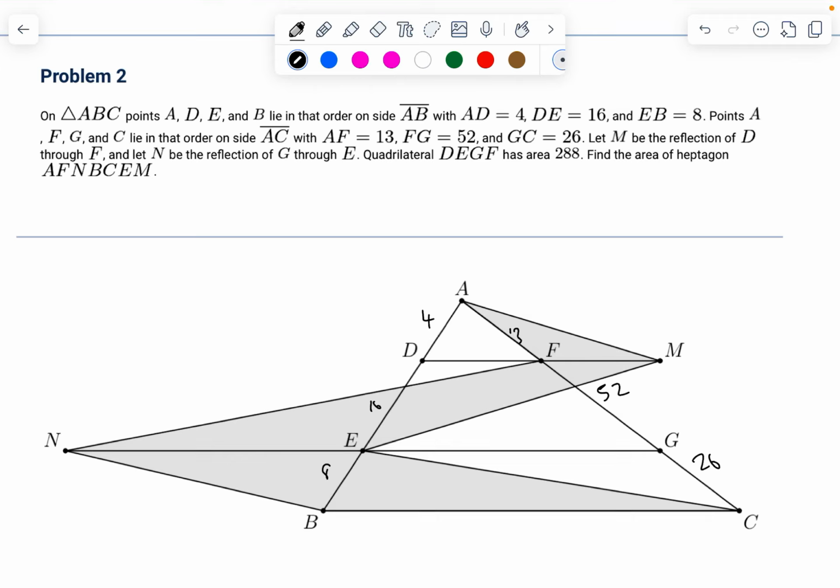In this video, we're talking about the 2025 AIME 1 problem number 2. Please pause the video right now if you'd like to try this question yourself and resume the video when you're ready to see the solution.